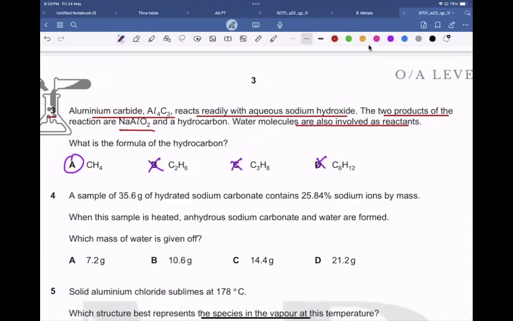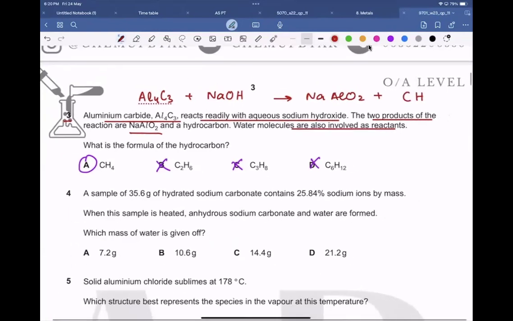See, they are saying you have one compound, Al4C3, which reacts readily with sodium hydroxide, right? The two products of the reaction are NaAlO2 and a hydrocarbon. Water molecules are also involved in the reaction, so I need to put an H2O over here. I hope now it's clear to all of you. Till here, is it clear?